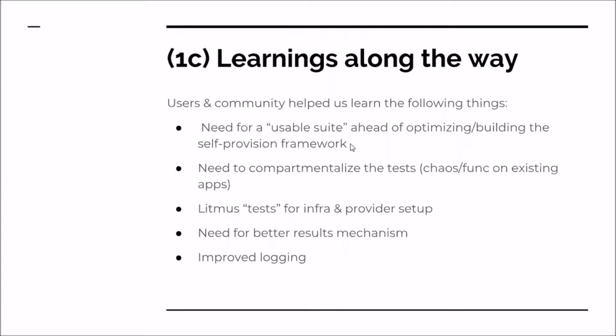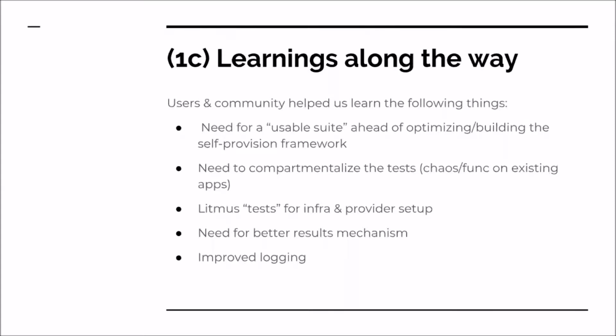So that prompted us to actually create more chaos modules in litmus and other functional modules. So that is one of the learnings that we got. The second learning was there was a need to compartmentalize the tests.